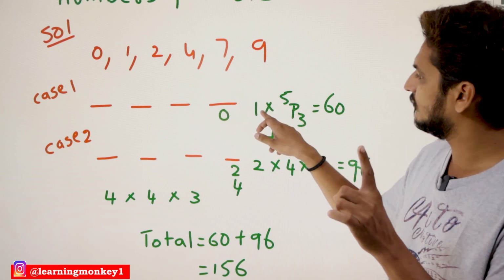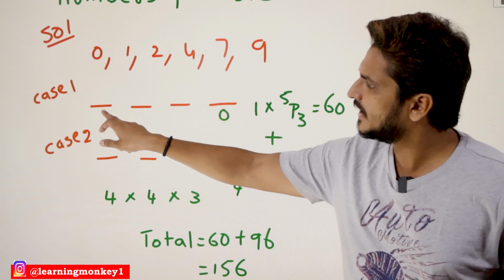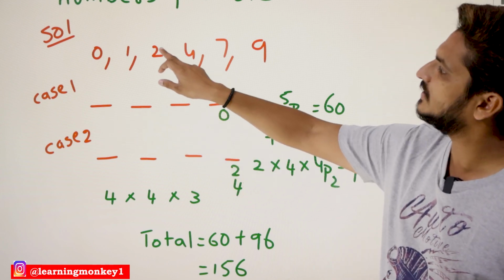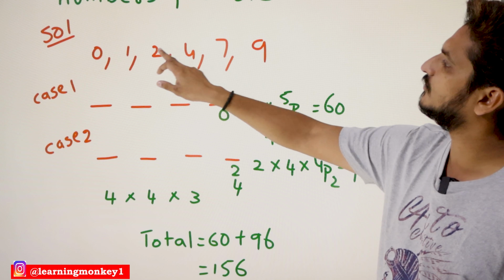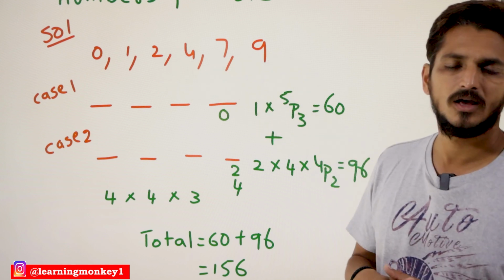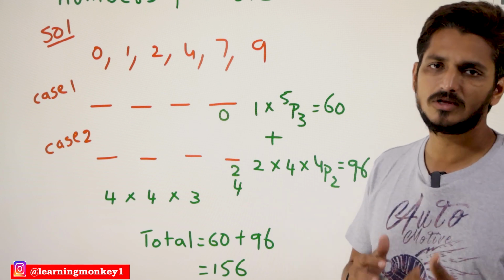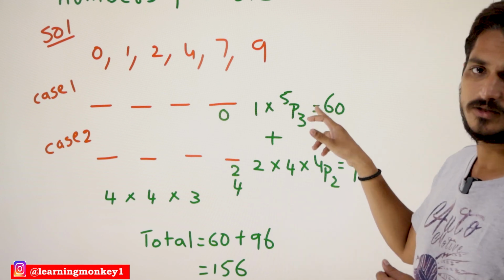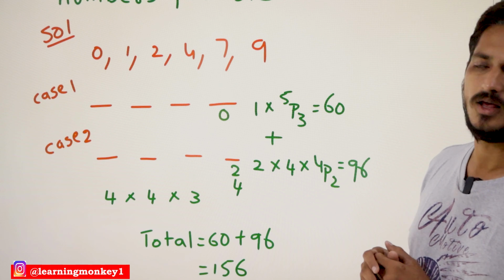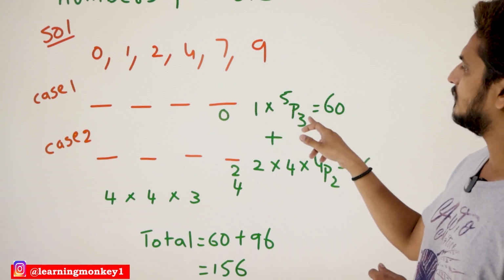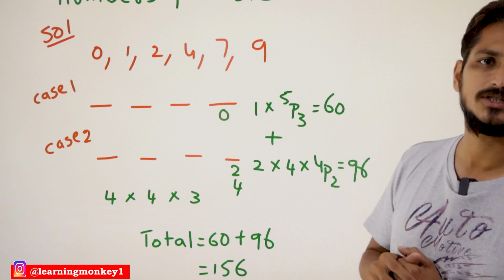One possibility: 1 multiplied by the remaining 3 positions, which can be filled with the remaining 5 elements: 1, 2, 4, 7, 9. How many ways can you fill these 5 elements in these 3 positions? 5P3 means 5 factorial by (5 minus 3) factorial, which is 60. So 1 multiplied by 5P3 is equal to 60.